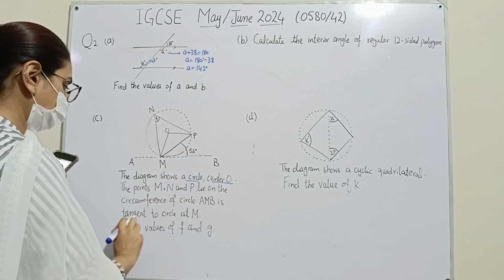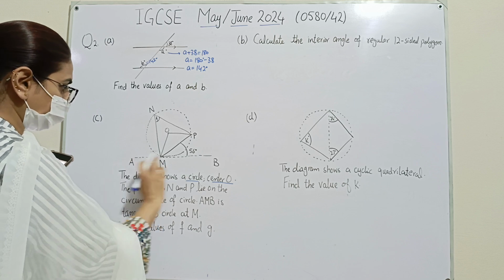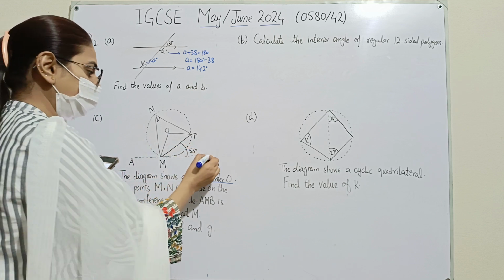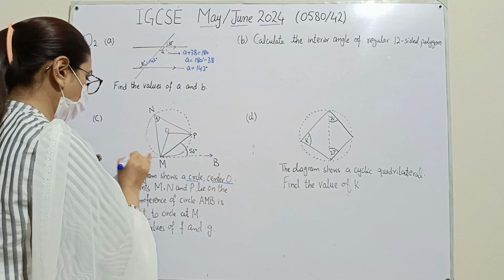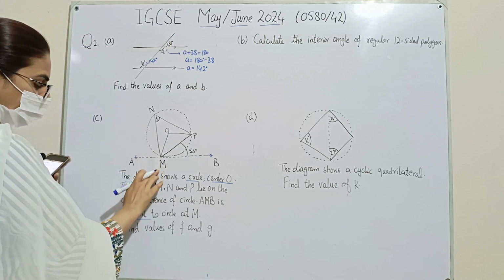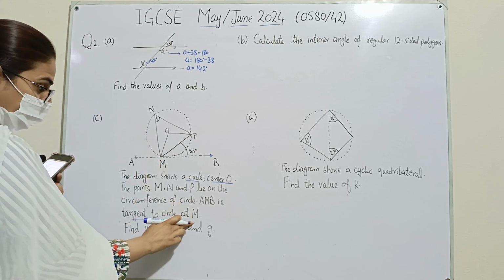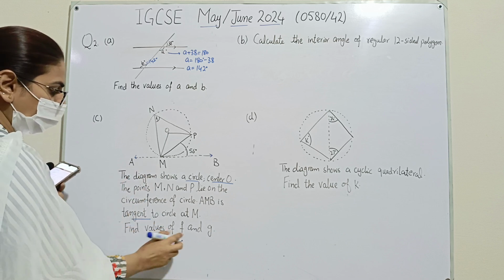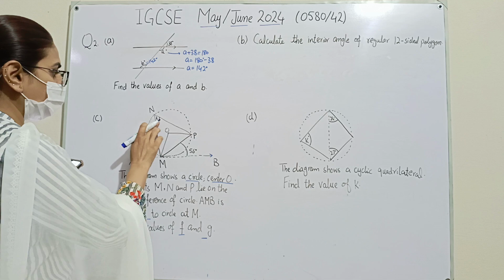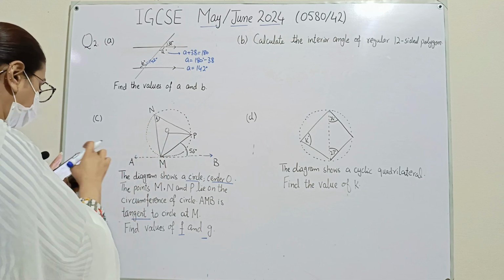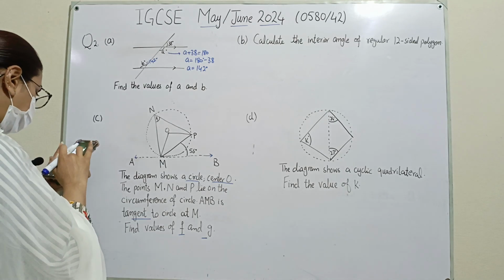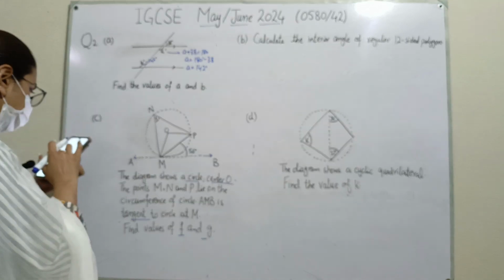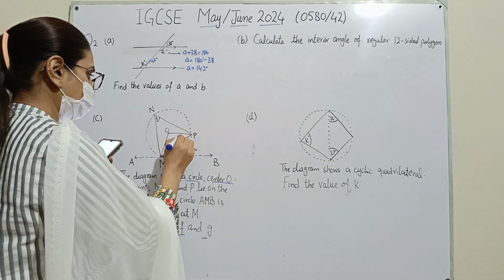A, M, B is a tangent to the circle. This is a tangent. A tangent is basically a line which touches the circle at one point. So this is the one point which is mentioned by the examiner as M. What is he asking from you? Find the values of F and G. You have to find the value of this F and the value of this G.